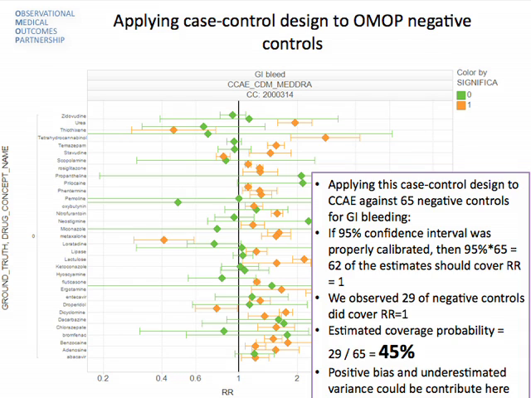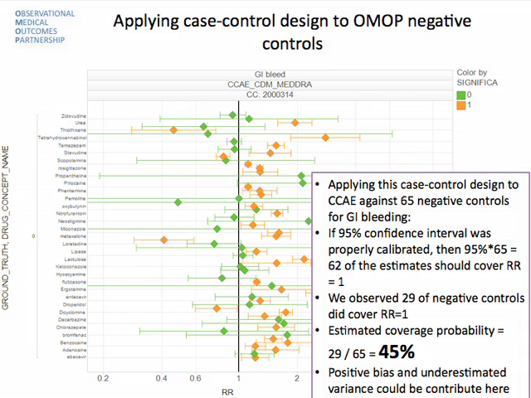Well, just to quantify this, across our 65 negative controls for GI bleed in real data, when we look at our coverage probability, what we observed is the coverage probability is only 45%. That is, that 95% confidence interval that's supposed to give us a 95% coverage probability is actually only containing the real value 45% of the time. And in this example, we can see both positive bias, the estimates seem to be shifted a little bit to the right, and underestimated variance. Both of those could be at play here in explaining why we're not getting what we would like.